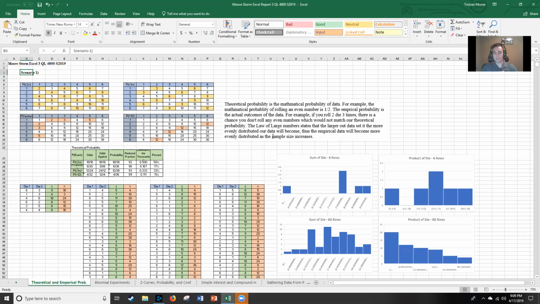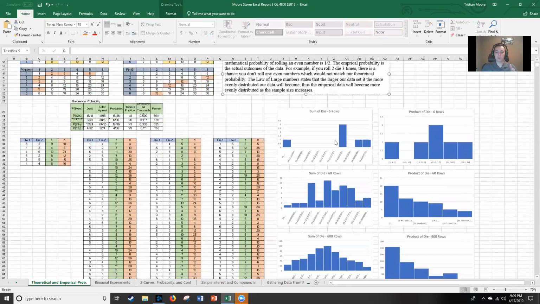Now, in my sentences, obviously, I used a different example, but anyways, that's neither here nor there. Now, the law of large numbers states that the larger our data set is, the more evenly distributed our data will become. Thus, the empirical data will become more evenly distributed as the sample size increases.